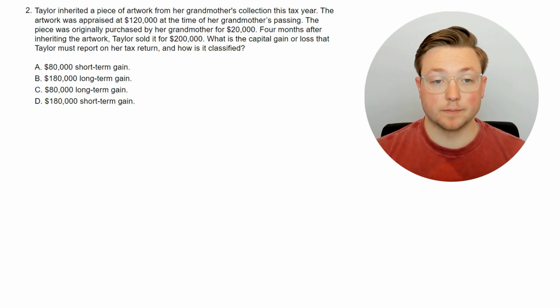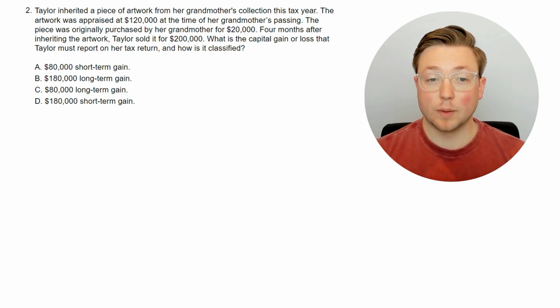All right, here's the next question. Taylor inherited a piece of artwork from her grandmother's collection this tax year. The artwork was appraised at $120,000 at the time of her grandmother's passing. The piece was originally purchased by her grandmother for $20,000. 4 months after inheriting the artwork, Taylor sold it for $200,000. What is the capital gain or loss that Taylor must report on her tax return, and how is it classified?